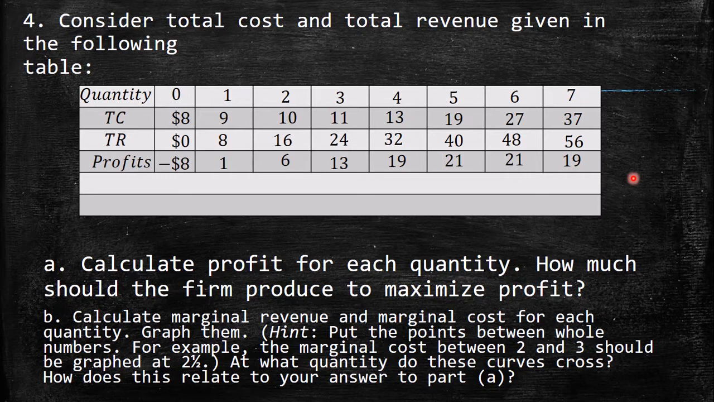Graph them. And they present a hint. Put the points between whole numbers. For example, the marginal cost between 2 and 3 should be graphed at 2.5. At what quantity do these curves cross? How does it relate to your answer in part A? Okay, we're going to verify if that's true.